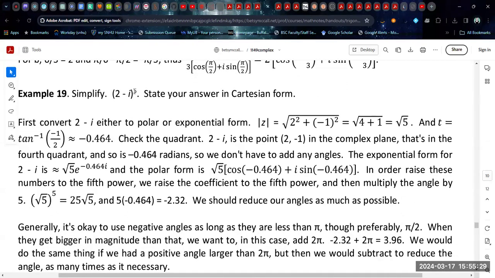For 2 minus i to the 5th, again, I could try to FOIL everything, but instead I'm going to calculate the angle and put it in polar form, or exponential form. So square root of 5, and my angle, my argument, is negative 0.464. This is in the fourth quadrant, so that is the right angle.